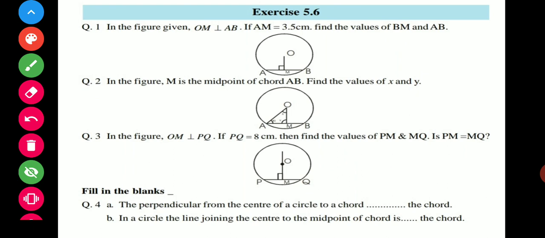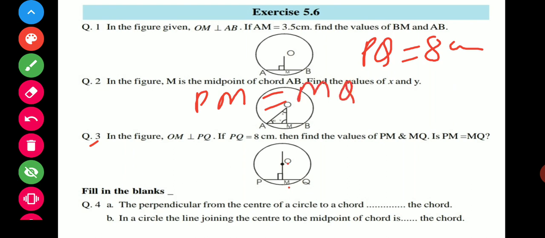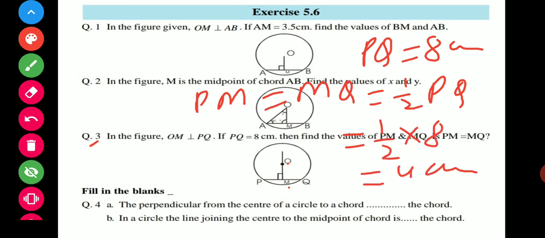Now come to the third question. What will be in the third question? This one is your OM, that is perpendicular on PQ. PQ is 8 centimeters. Find the value of PM and MQ. As you know, PM and MQ both are equal and that is half of PQ. So PQ का half होगा. So 1/2 into 8, that is 4 centimeter. So you can write 4.